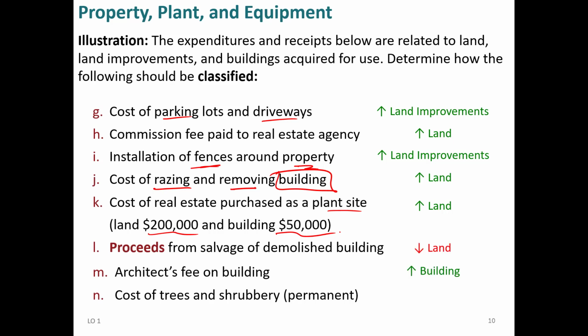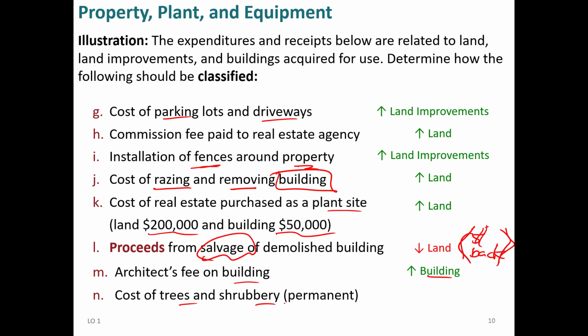Proceeds from salvaging or demolishing of the building: if we get any money back from demolishing something, that should be reduced to the land T account. Architect's fees on a building, well, that's going to go right into the building.